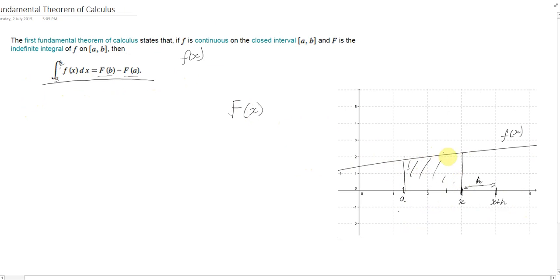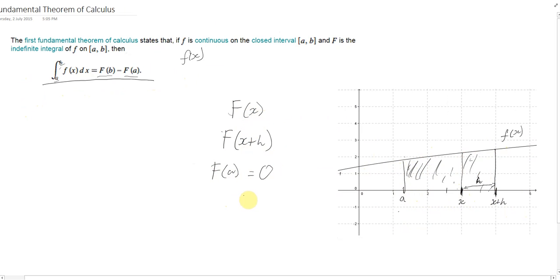So that also means that this area here, all of the area from A all the way up to X plus H, including this bit, would be big F of X plus H. And if X is brought closer so that X is at the same spot as A, that would be big F of A. Because if X is right here at A, there would be no area. So big F of A must be 0 under this definition.